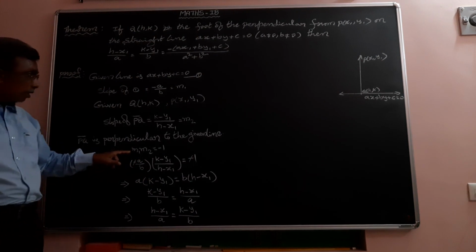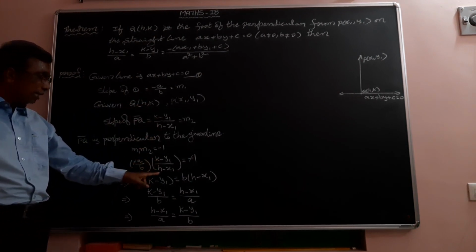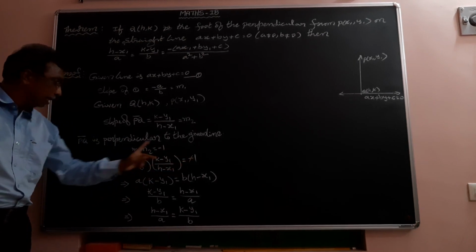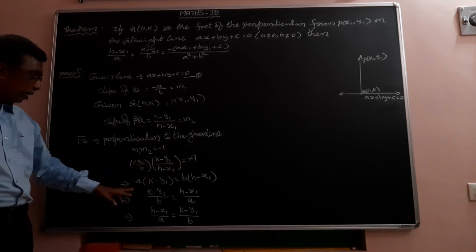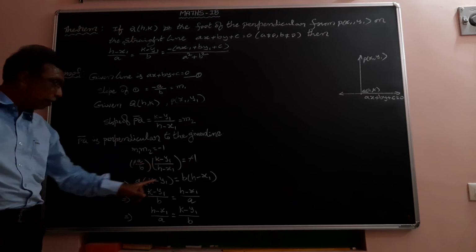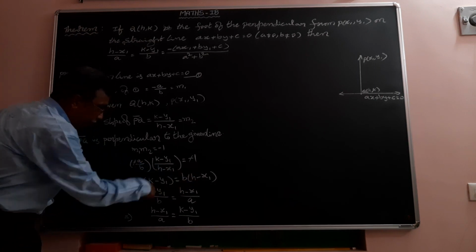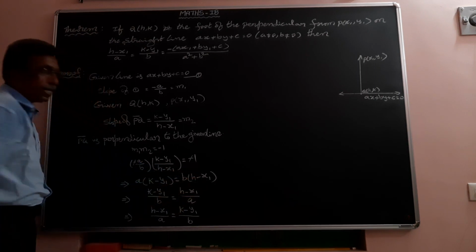Now m1 is minus a by b, m2 is (k minus y1) by (h minus x1), equal to minus 1. Minus minus cancel. By cross multiplication, a into (k minus y1) equals b into (h minus x1). Now we write this as (k minus y1) by b equals (h minus x1) by a.